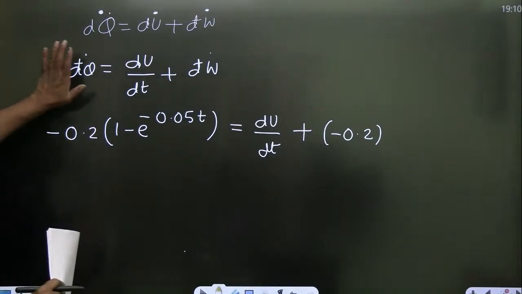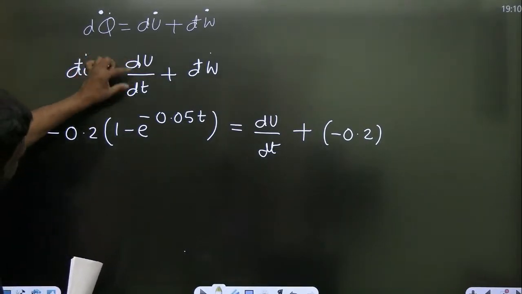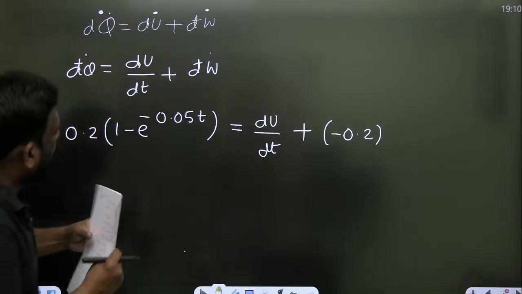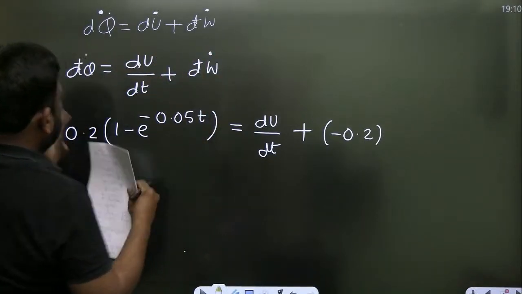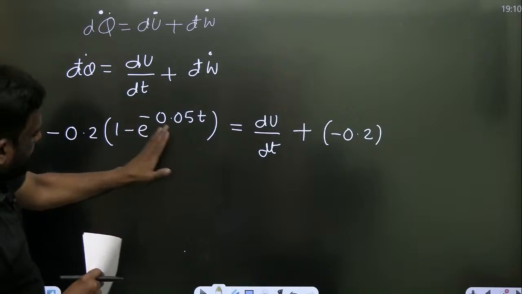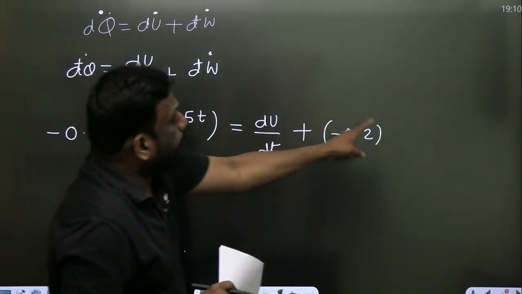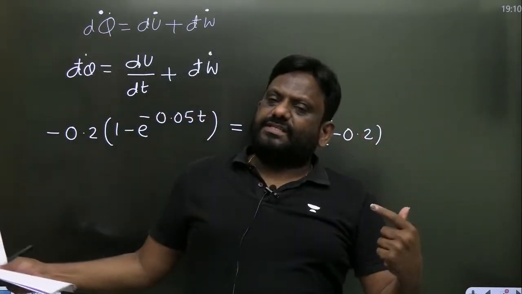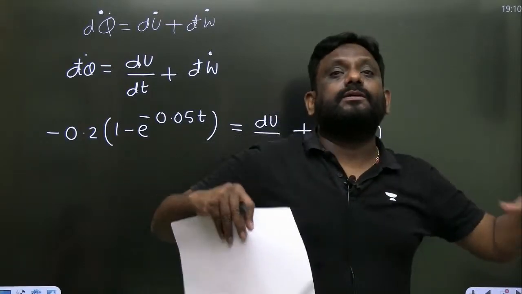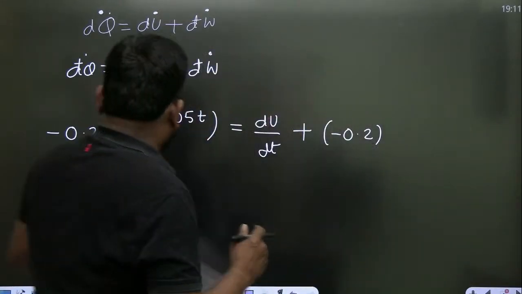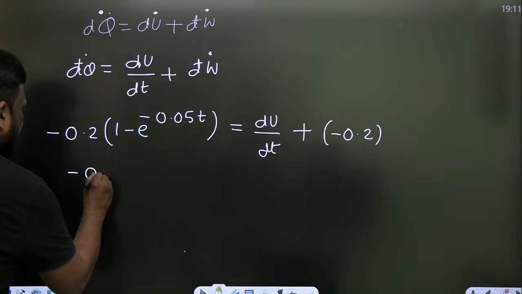Please tell me d dash q. This is q by t, du by dt. This is also in rated form. So you get this equation. Already q is given, du by dt. W should be net work. Net, because it is taking something and giving something, so it is always net work. So it is done, sir. So -0.2.